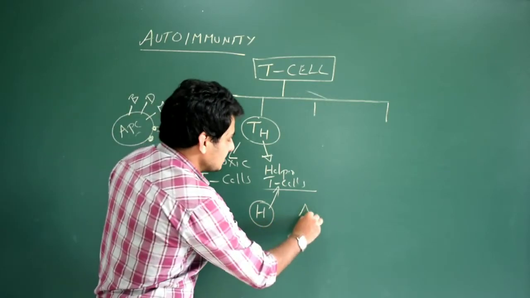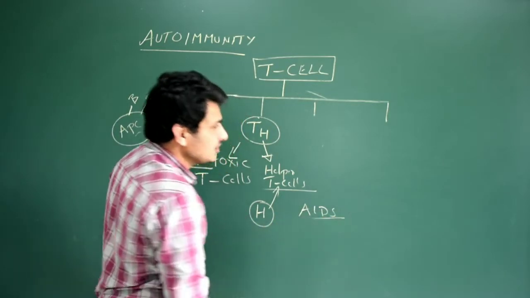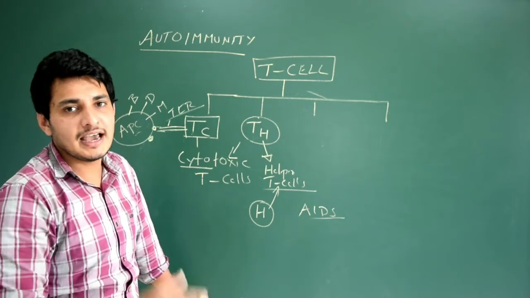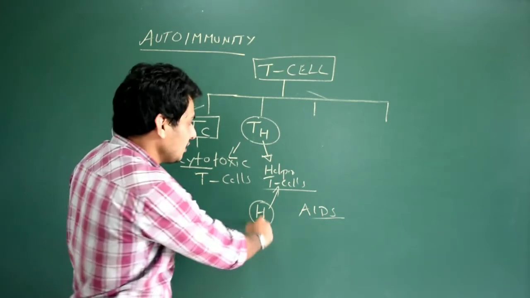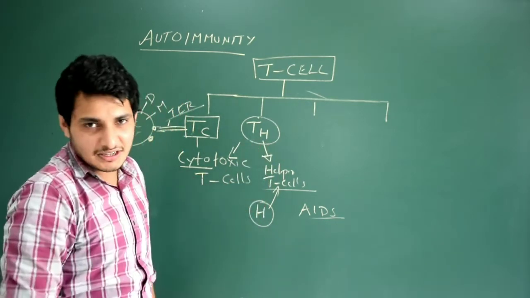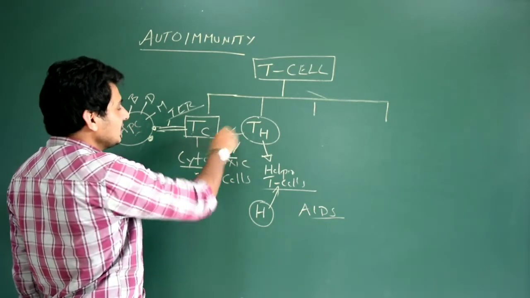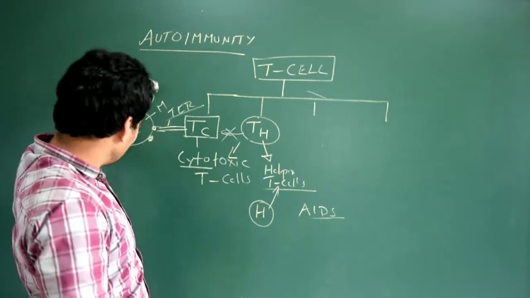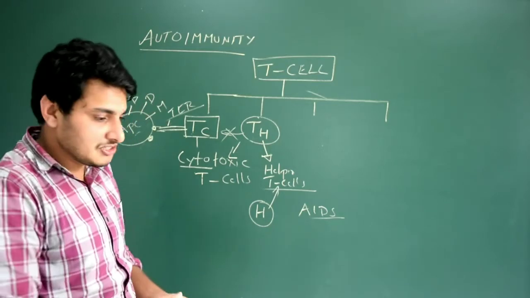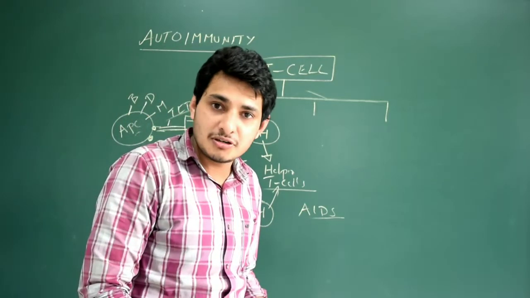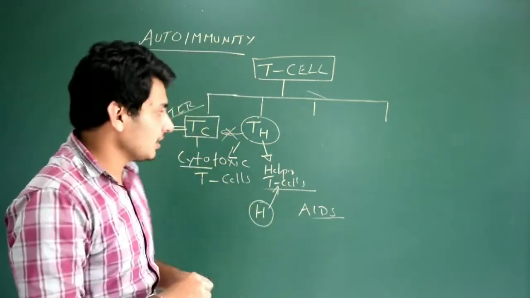What is AIDS? Acquired immunodeficiency syndrome, caused by a virus called HIV. This HIV will go and bind to TH cells, making them inactive. Done. As a result, they cannot help the TC cells. What will happen? The immunity decreases. The person is now prone to get any type of disease. It could be cancer also. This is the thing.